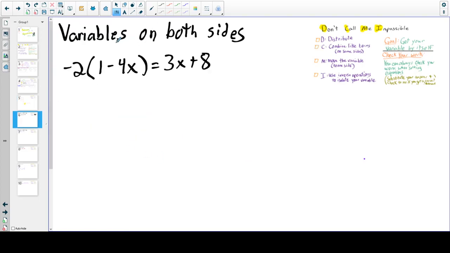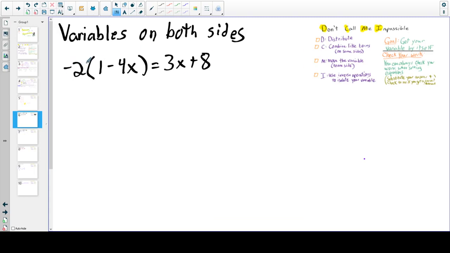Okay, variables on both sides. Again, there's not that much of a difference. We're just adding a couple more steps. So, first thing, if you don't know what to do, use DCMI. Can I distribute here? Yes, I can.